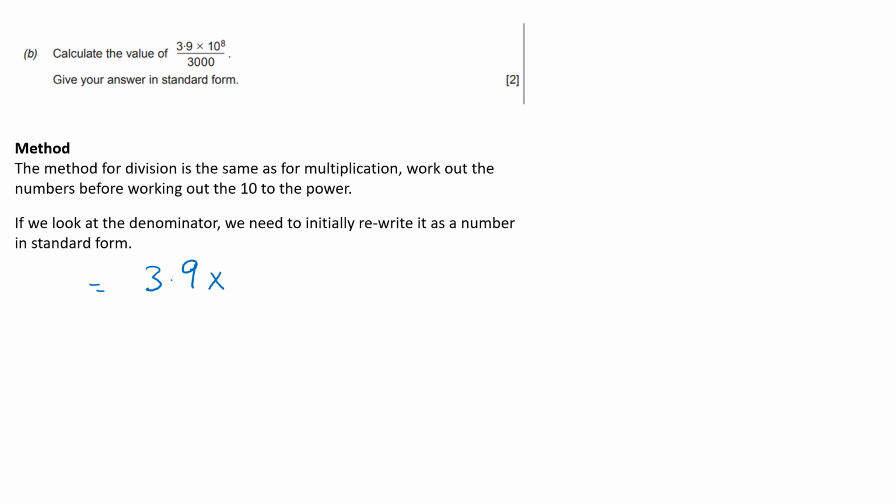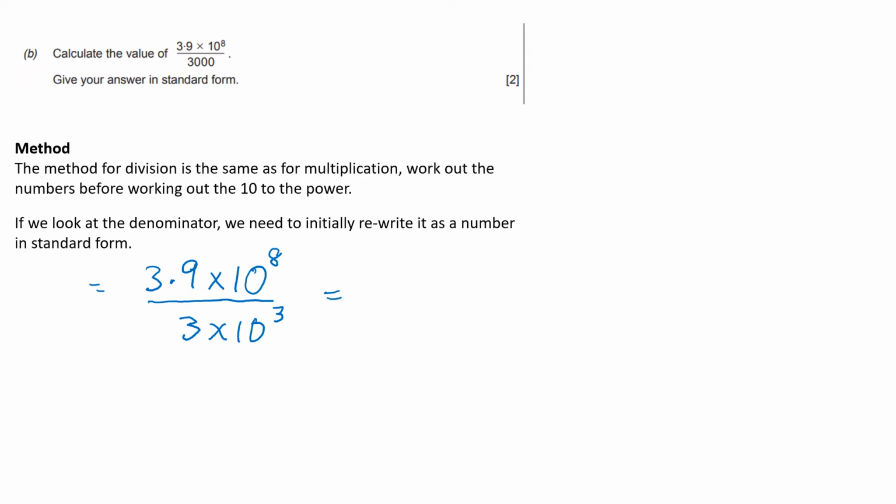3.9 times 10 to the power of 8 divided by 3 times 10 cubed. So that's the first bit. Make sure both numbers are in standard form. Then do as we did with the multiplication.